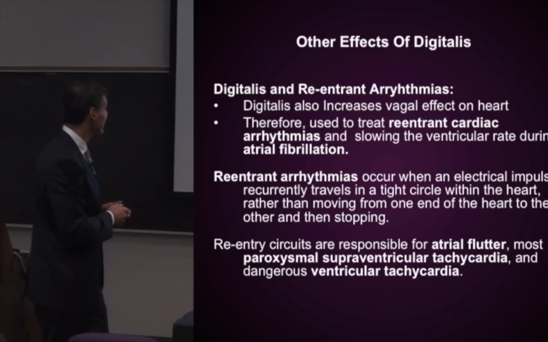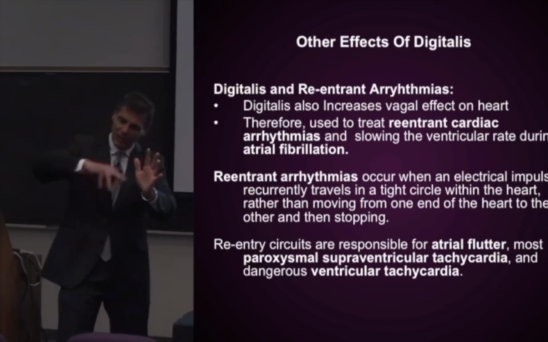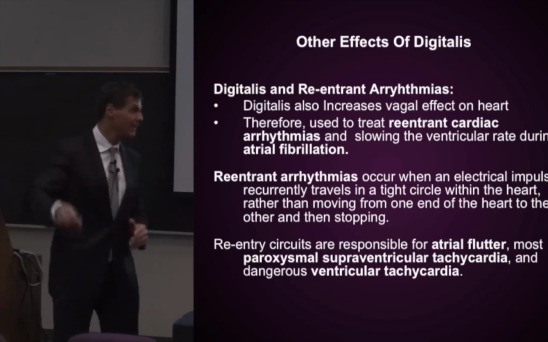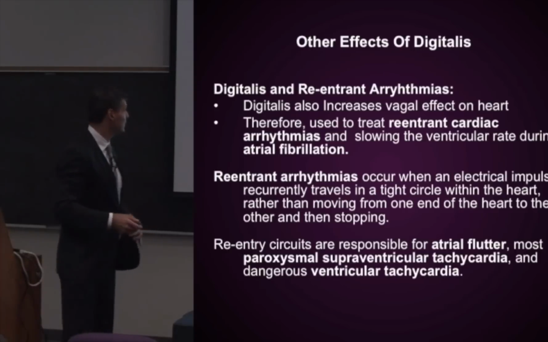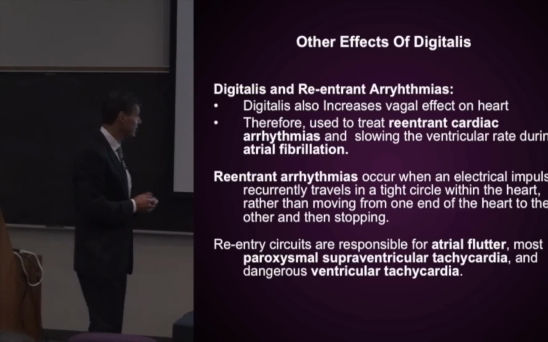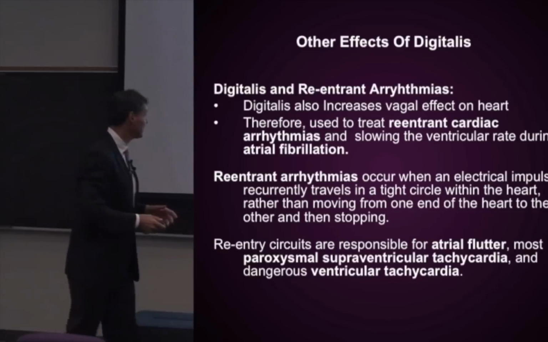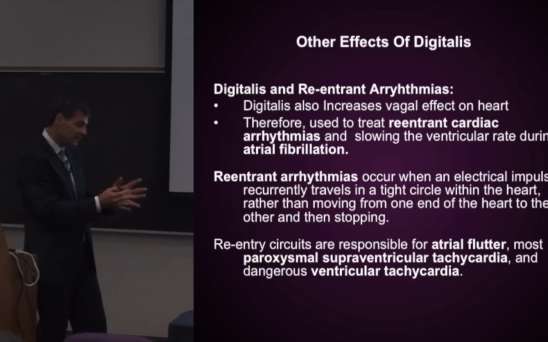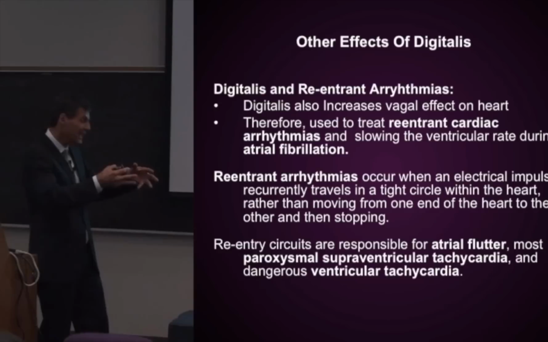So in a reentrant arrhythmia, you have this constant circuit of hyperirritability of certain muscle cells, and it's creating an arrhythmia. And so by giving the person digitalis, you can sort of tone that down and decrease the likelihood of atrial flutter and paroxysmal supraventricular tachycardia and other types of dangerous ventricular tachycardia. So digitalis can also be used because of its effect of increasing the vagus system and the parasympathetic system in treating these reentrant arrhythmias.